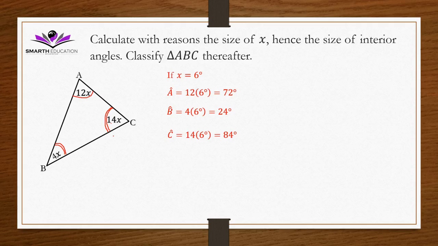So what we do now is classify triangle ABC. What is it? This is a scalene triangle. It's a scalene triangle because all the three angles are different, isn't it? So that means even the sides are going to be different. You see that? So this is a scalene triangle. And then we can say acute scalene triangle because all the angles are less than 90 degrees. So this is an acute scalene triangle.